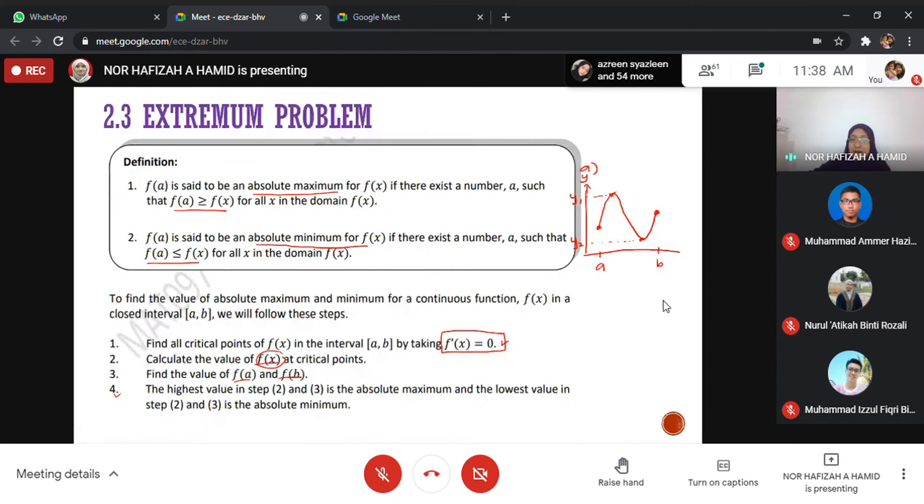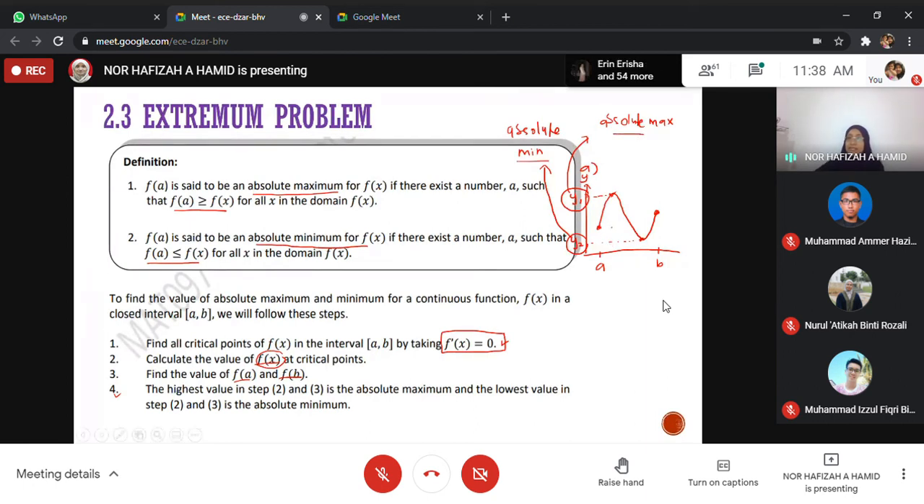So based on this graph, the highest value at the Y is Y1. So Y1 ni we call as absolute maximum, and the lowest value pada Y, so Y2 ni kita panggil as absolute minimum. Okay, so absolute maximum ni maknanya kalau between graph tu, dia value yang paling tinggi sekali, and absolute minimum ni value yang paling rendah sekali.